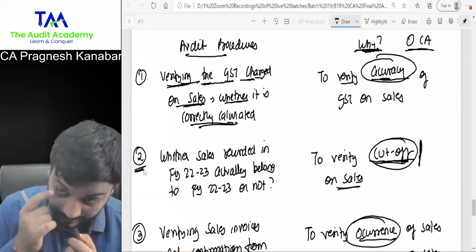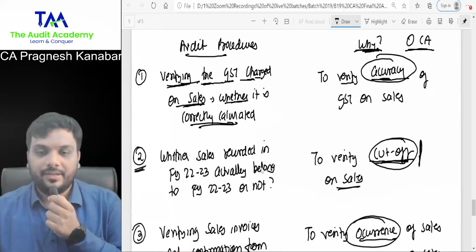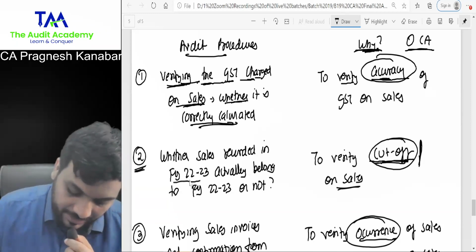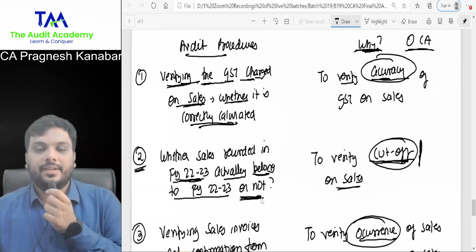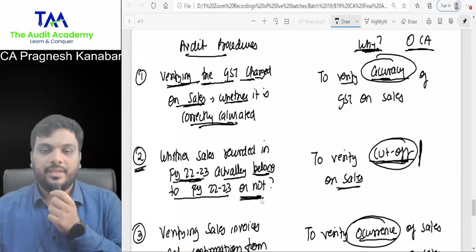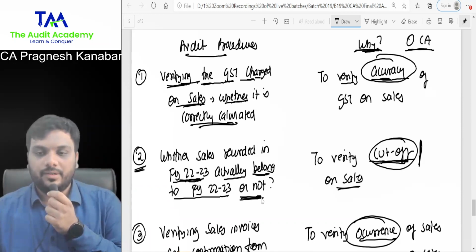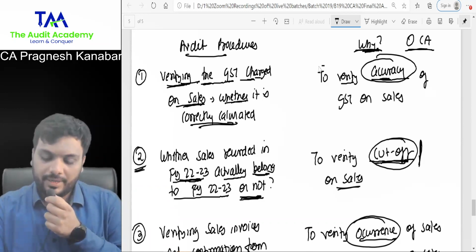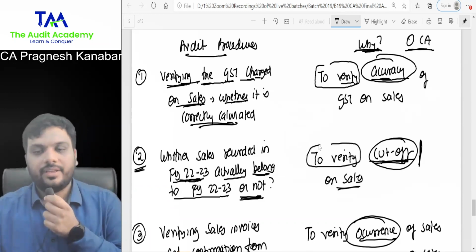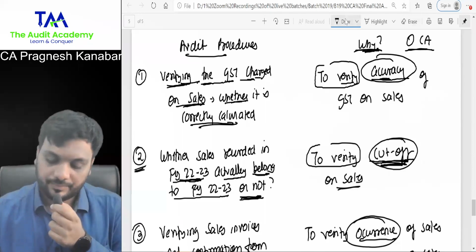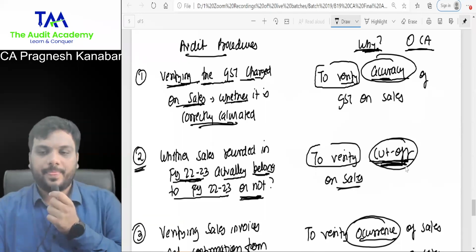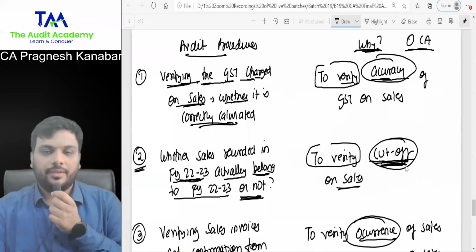Second, whether sales recorded in financial year 22-23 actually belong to 22-23 or not. You can eliminate writing this to verify. Correct. That is common. You can just write the main line, cut off on sales. Okay.